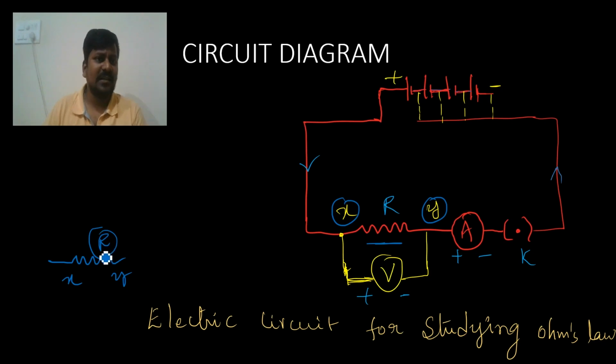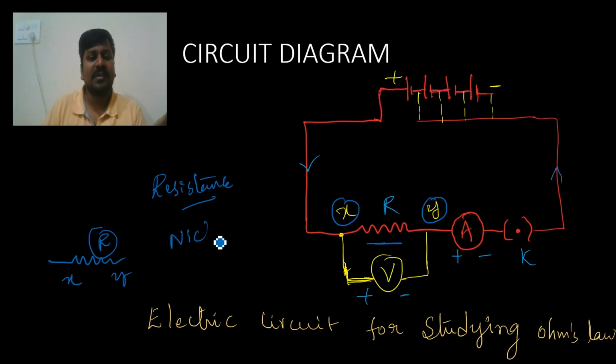What is a resistor? It is a device which is used to oppose the electric current in the circuit. What is resistance? Resistance is the phenomenon of opposing the electric current. So here XY is a metallic wire, that is nothing but nichrome wire.